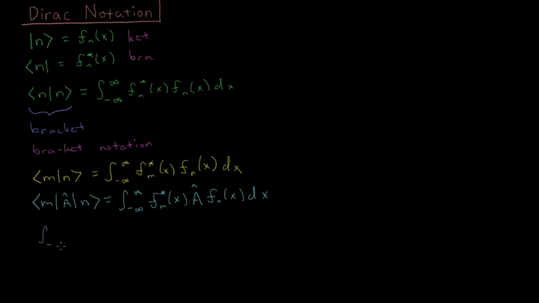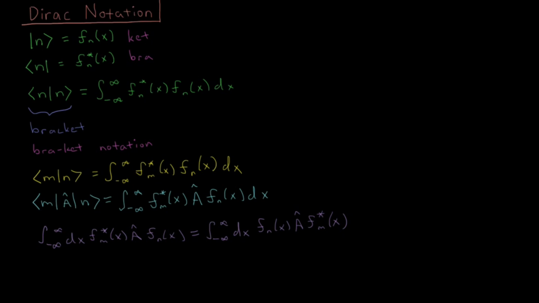In the earlier video about Hermitian operators, we showed that the condition for an operator to be Hermitian would be the integral of dx fm star of x A fn of x, in the most general case, equals the integral from -infinity to infinity dx fn of x, operator A acting on the complex conjugate of the fm of x.